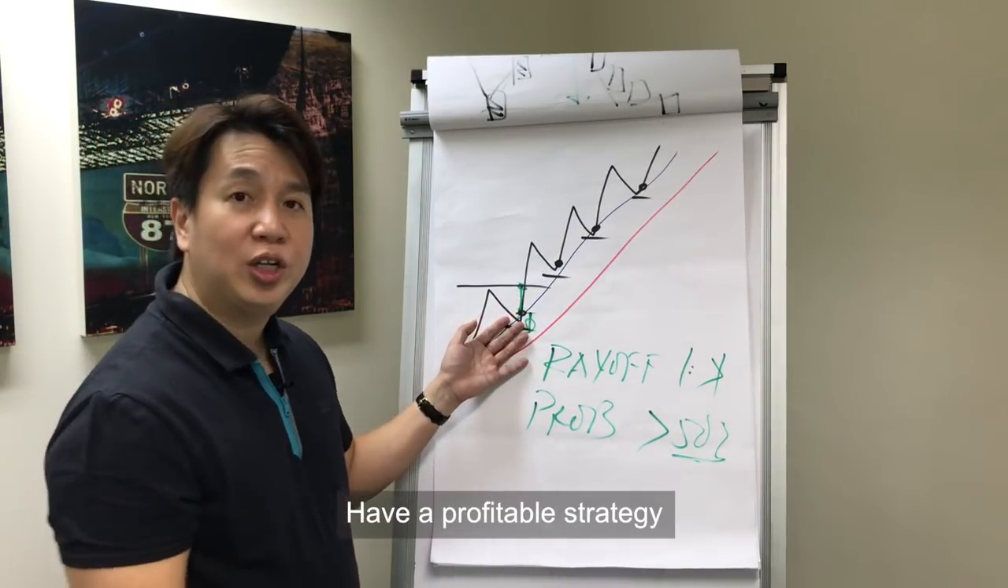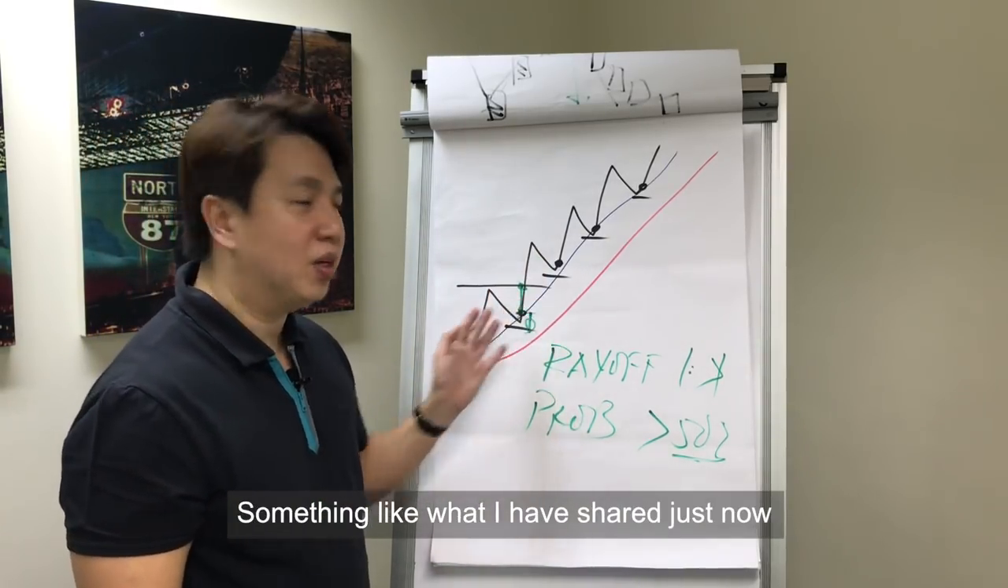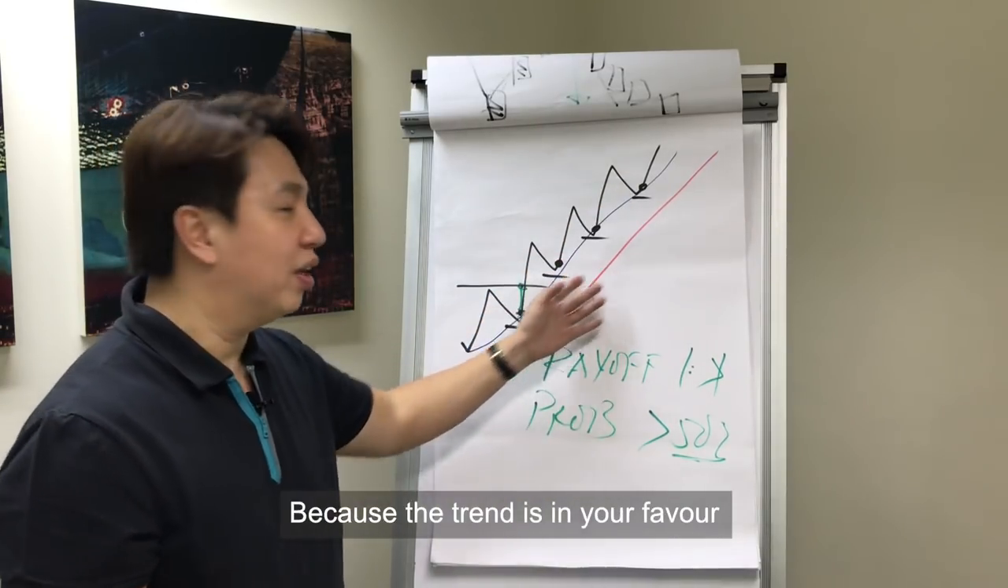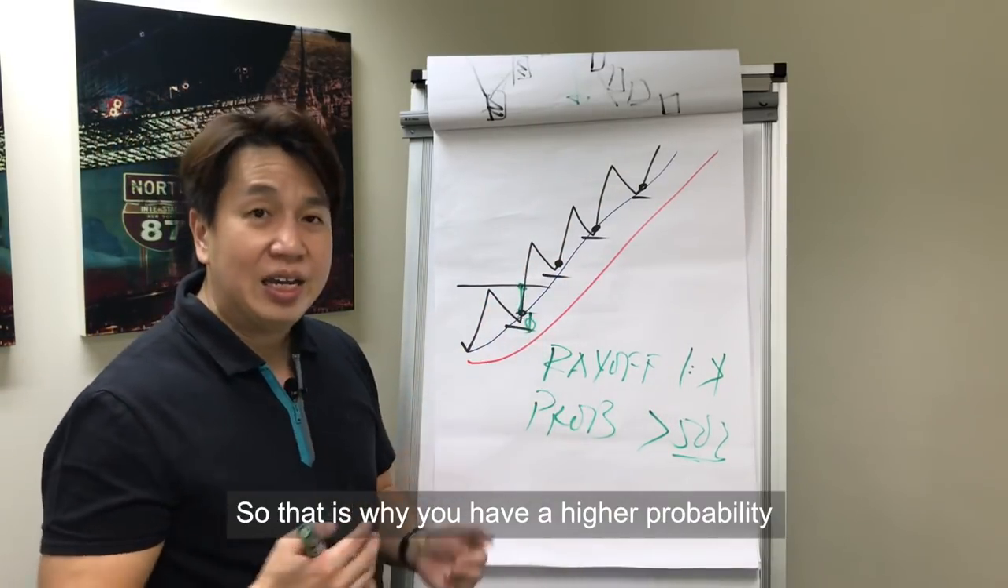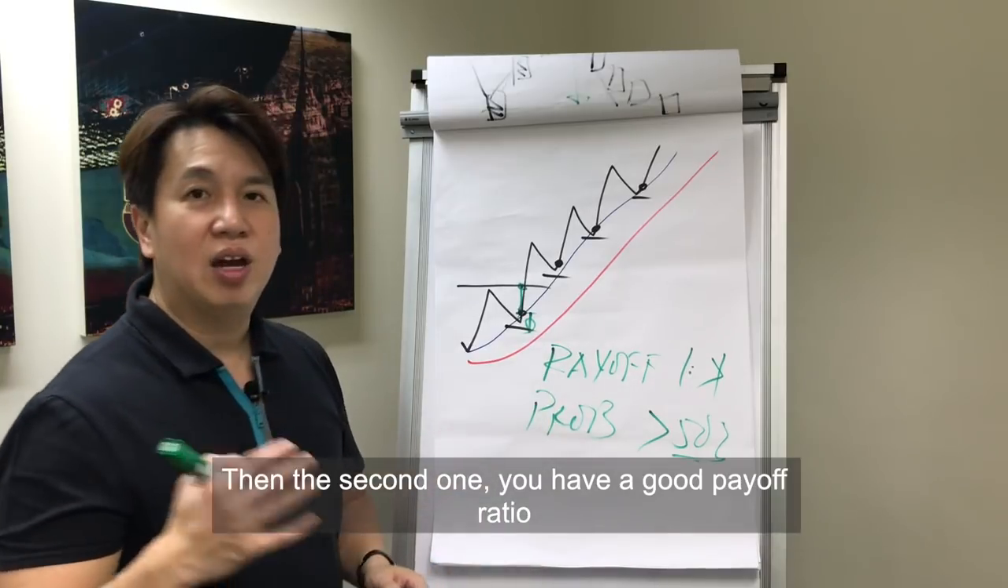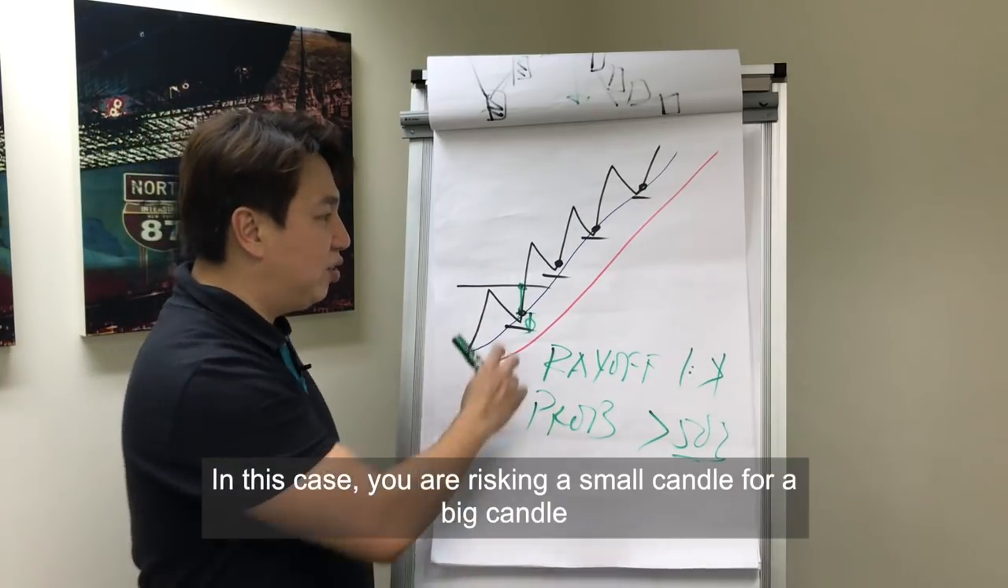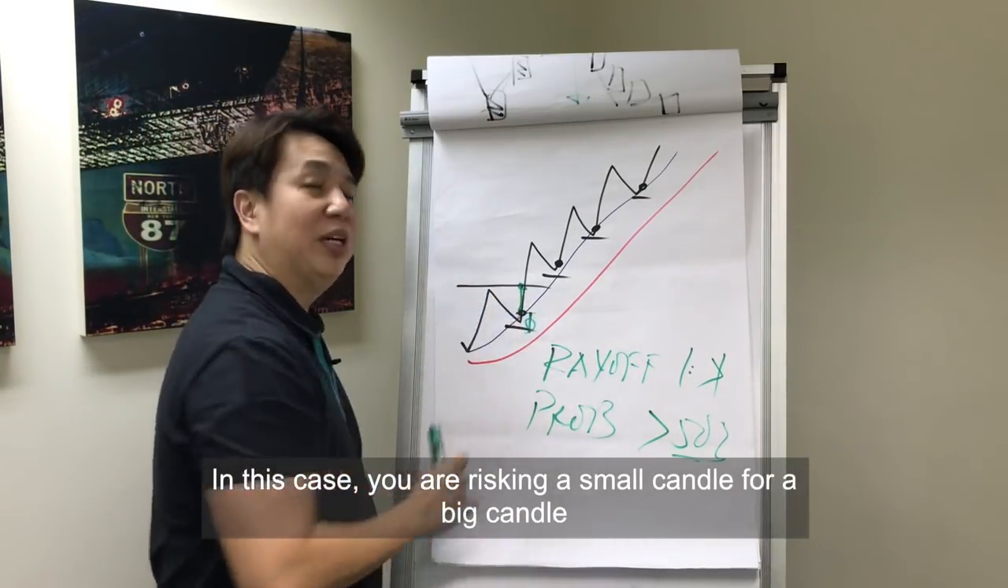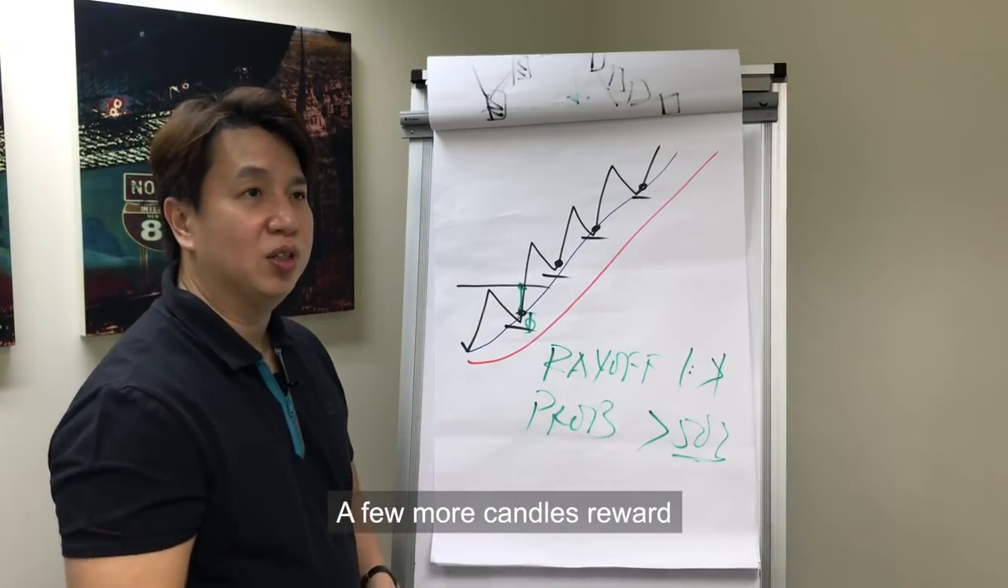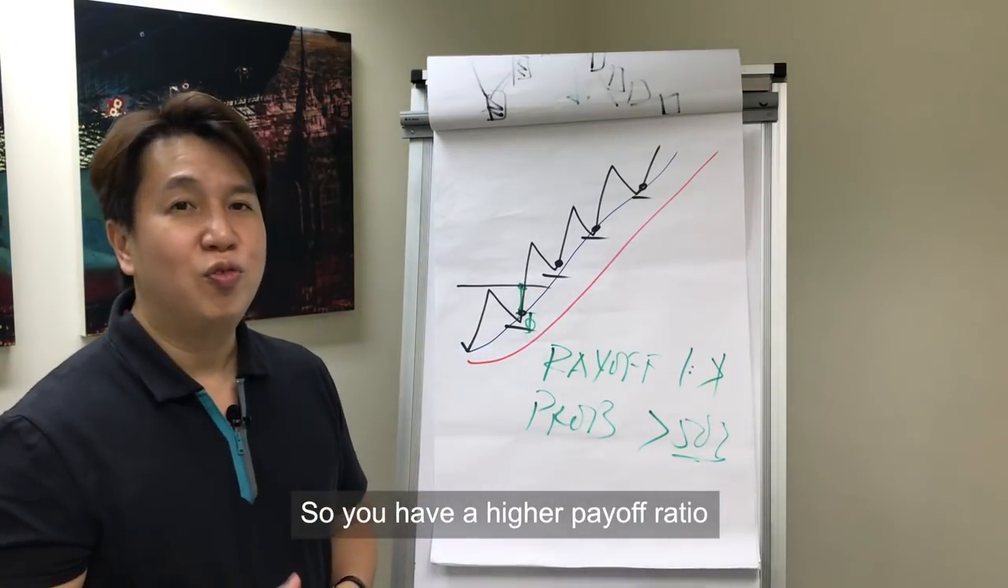You want a profitable strategy, something like what I shared just now, because the trend is in your favor, so you have a higher probability. Then the second one, you have a good payoff ratio. In this case, you are risking a small candle for a big reward of a few more candles. So you have a higher payoff ratio.